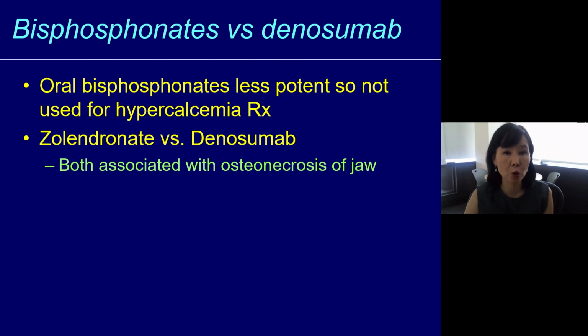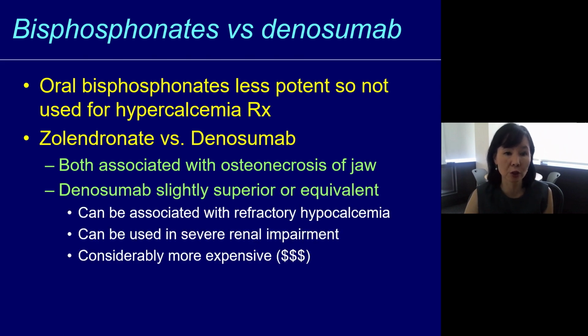Although you hear about it more with zoledronate, it actually does occur with denosumab as well. In head-to-head trials, the results are somewhat mixed. Some of them showed that they were equivalent, and some of them showed that denosumab was slightly superior. The only trouble with denosumab is it can be associated with refractory hypocalcemia, so overcorrecting the other way. One advantage, however, is it can be used in severe renal impairment in contrast to zoledronate, but it is considerably more expensive. So because of the expense issues, I would say zoledronate is often used more widely for hypercalcemia.